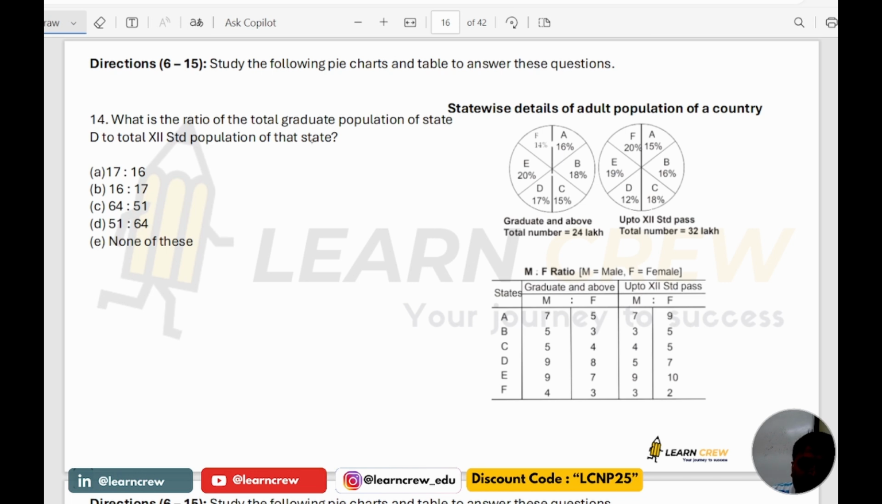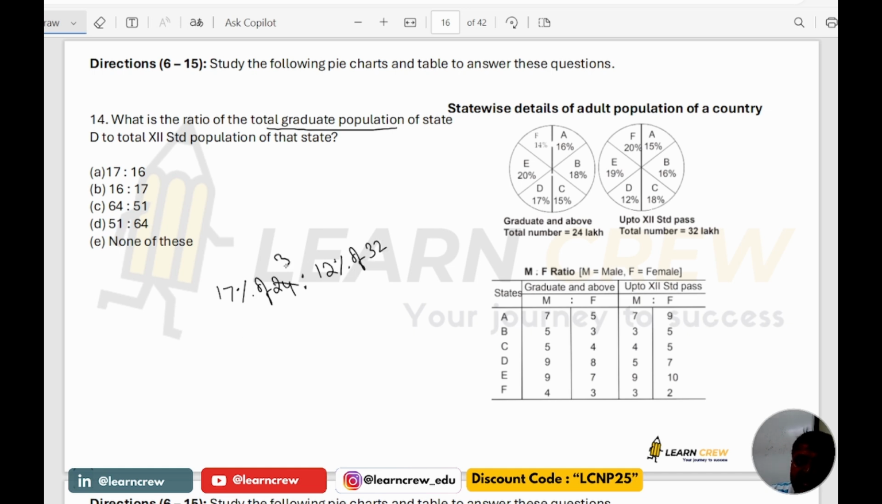What is the ratio of the total graduate population of state D to the 12th standard population of that state? It is asked about total graduate population of state D. State D is how much here? 17 percentage of 24 lakhs. And total 12th standard population, how much is it? 12 percentage of 32 lakhs.